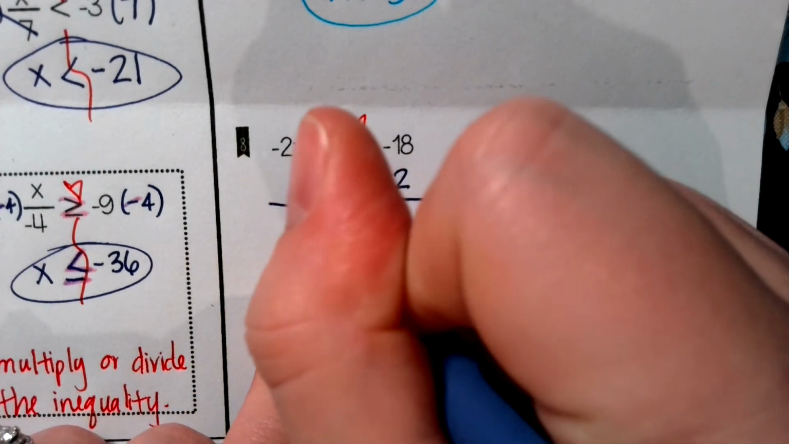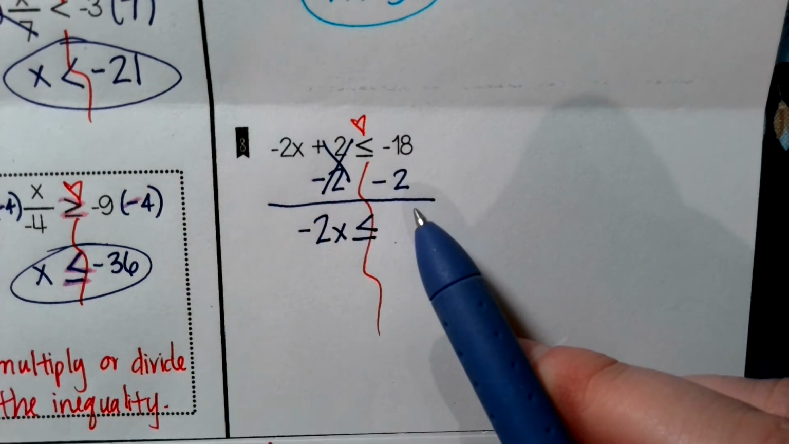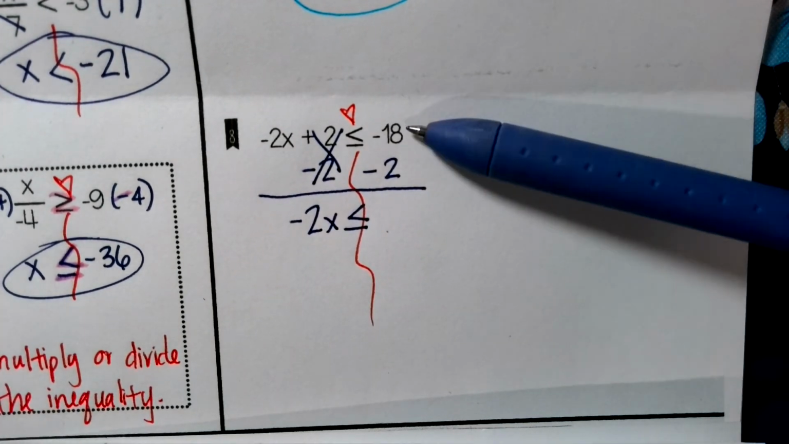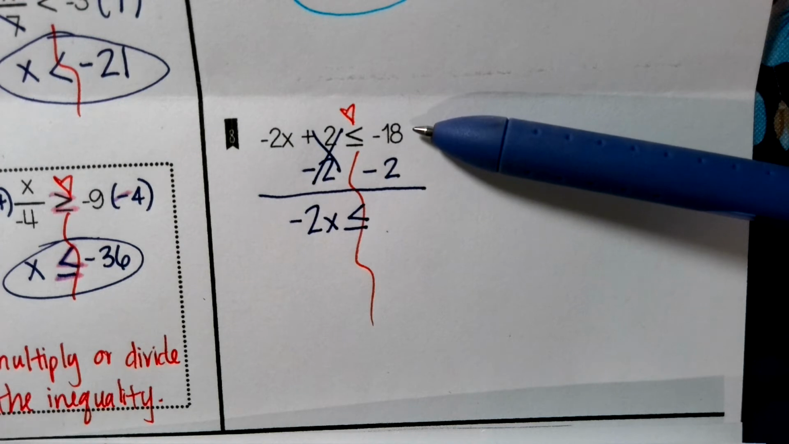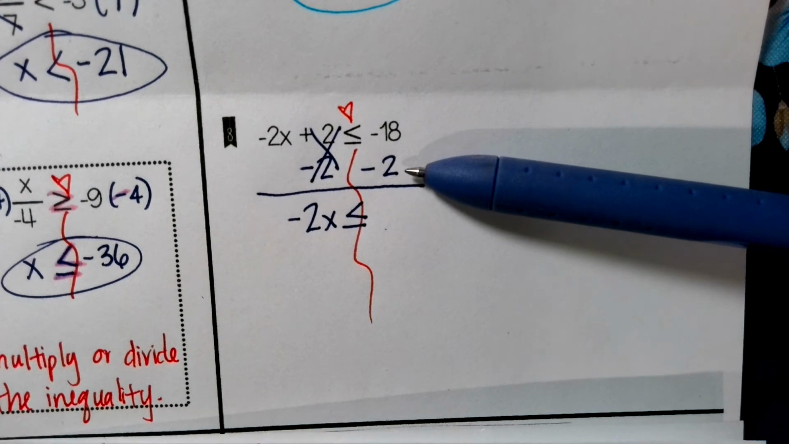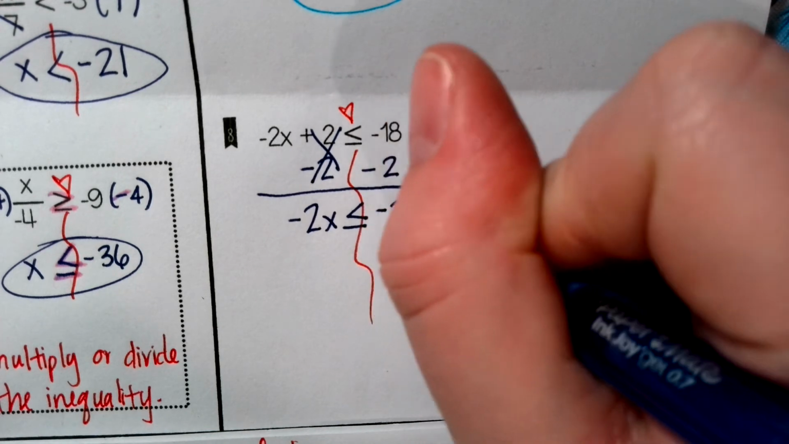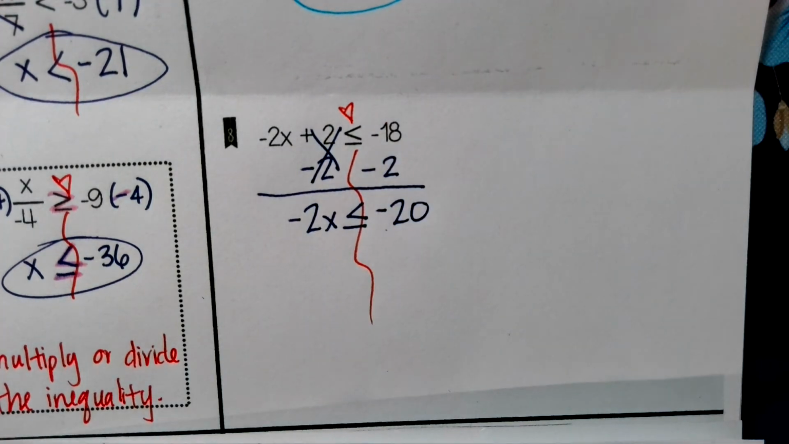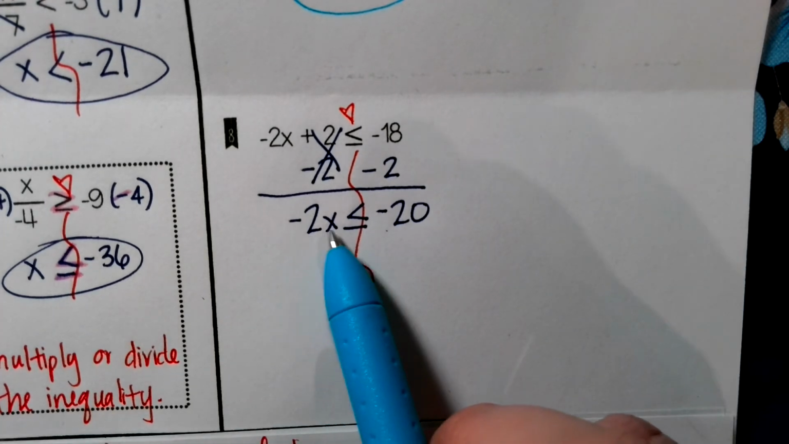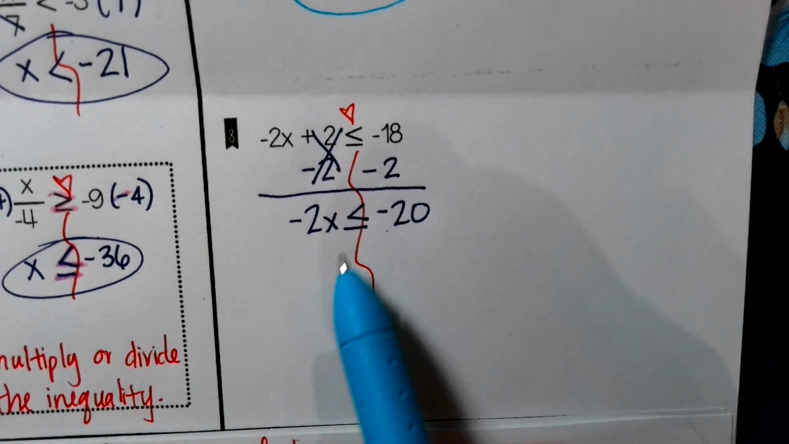So my 2's cancel, and I'm left with -2x is less than or equal to... What's negative 18 minus 2? Think about your number line. If you start on negative 18 on the number line and you subtract 2, we're going to the left 2 more spaces because we're subtracting. So that's going to give us a negative 20. Again, you can use Desmos for this topic if you want. So now we have negative 2x is less than or equal to negative 20.